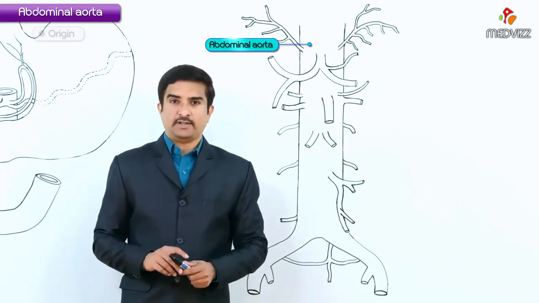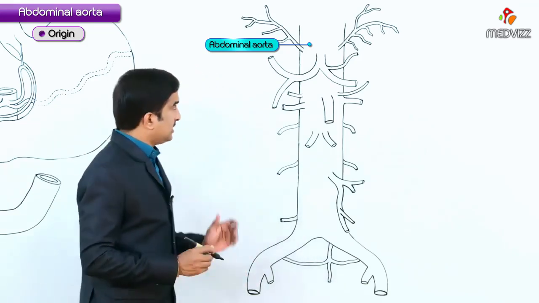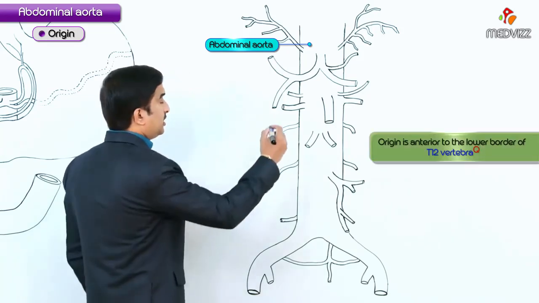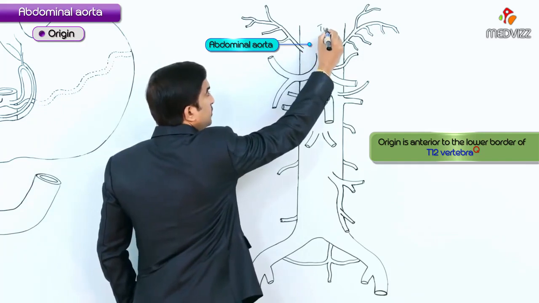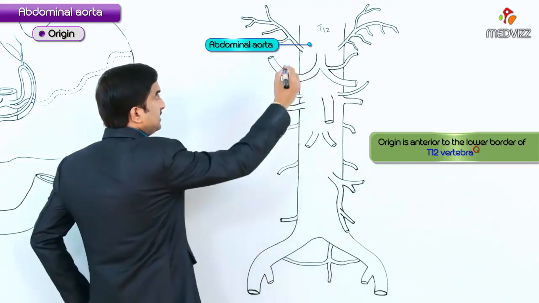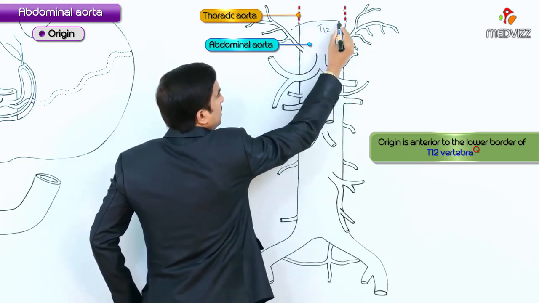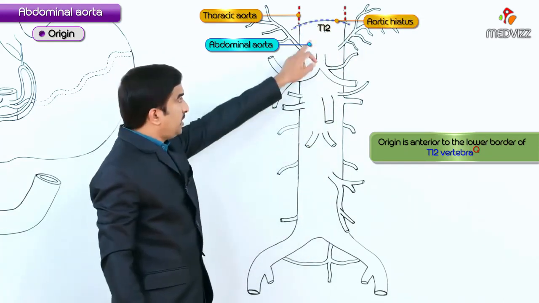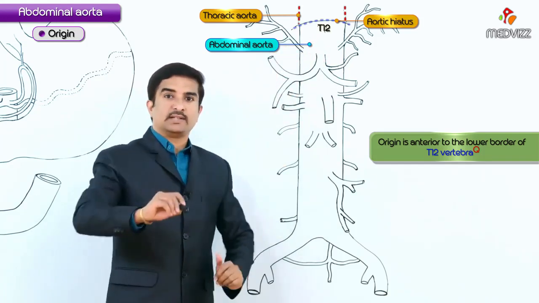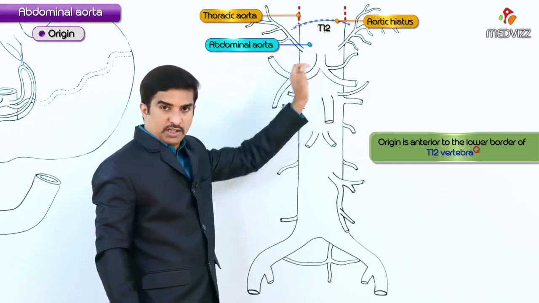So now let us begin this lecture with the origin of the abdominal aorta. As you can see in this picture, the origin of the abdominal aorta is anterior to the lower border of the T12 vertebra. The dotted line is the thoracic aorta, and this is the aortic hiatus. From the aortic hiatus of the diaphragm, the abdominal aorta continues downwards into the abdominal cavity. So the origin is at the T12 vertebra.